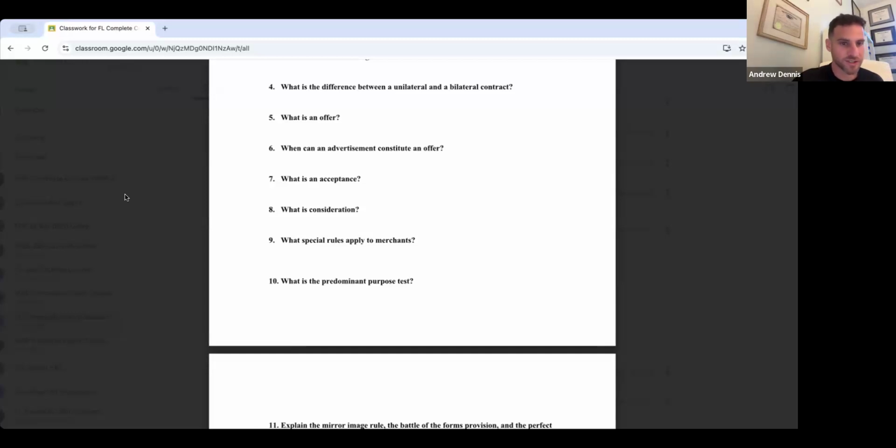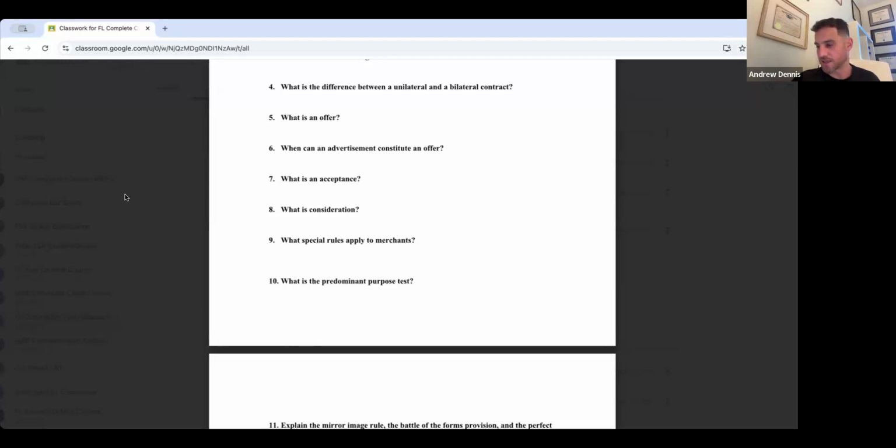The battle of the forms provision, that's interesting too. A counteroffer or an acceptance that has an additional term under the UCC will be considered an acceptance, and the additional term will be part of the contract, so long as it's not material and does not materially alter the contract. So yeah, that's good, the battle of the forms provision. Some of these important things that apply to merchants are important. And at the beginning of an essay, you want to identify whether the parties are merchants.